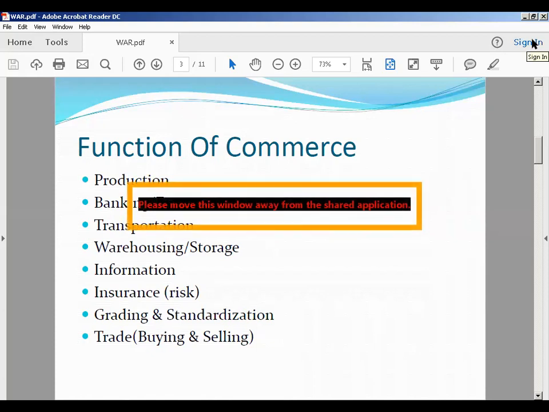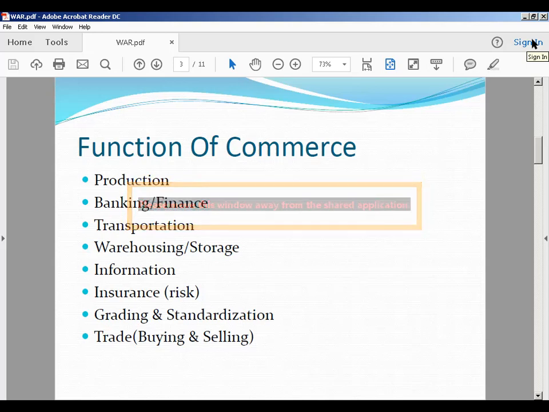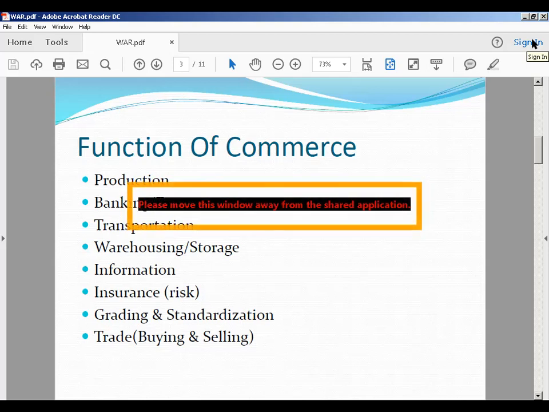So the first function mentioned here is your production function, then your banking function, your finance, and then your transportation. As we have discussed, transportation is a very essential tool, and in the next chapter after warehousing I will discuss with you the roles and means of transportation for the business. Then we have the current chapter, warehousing, or storage or godowns.